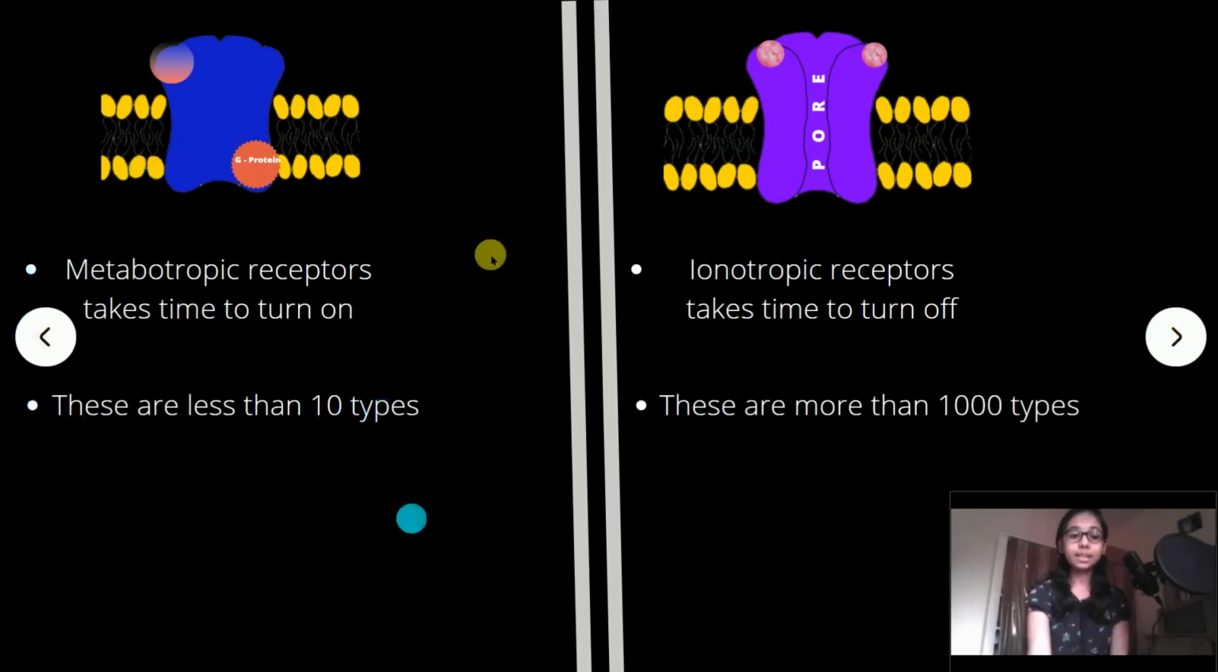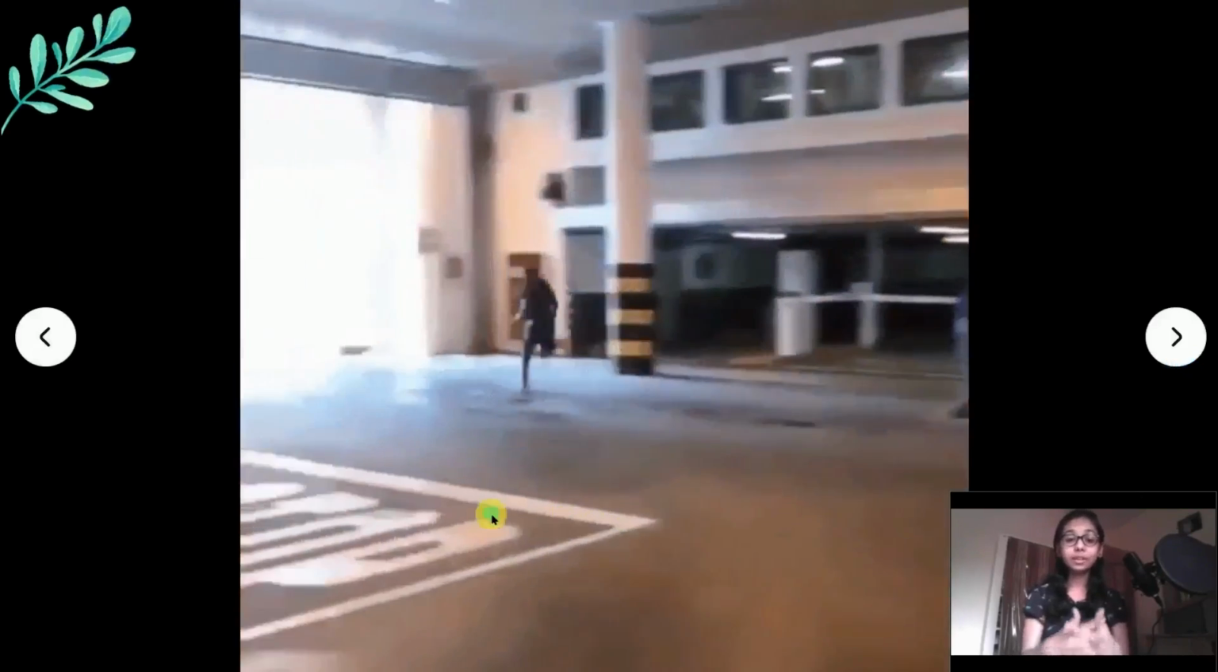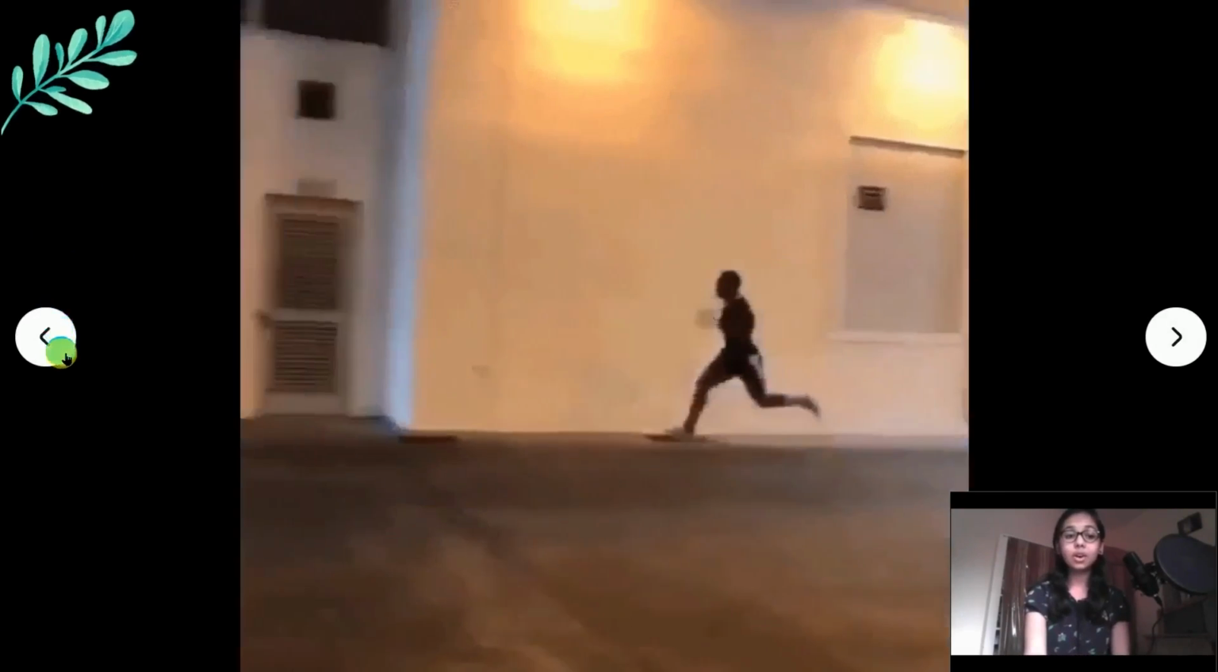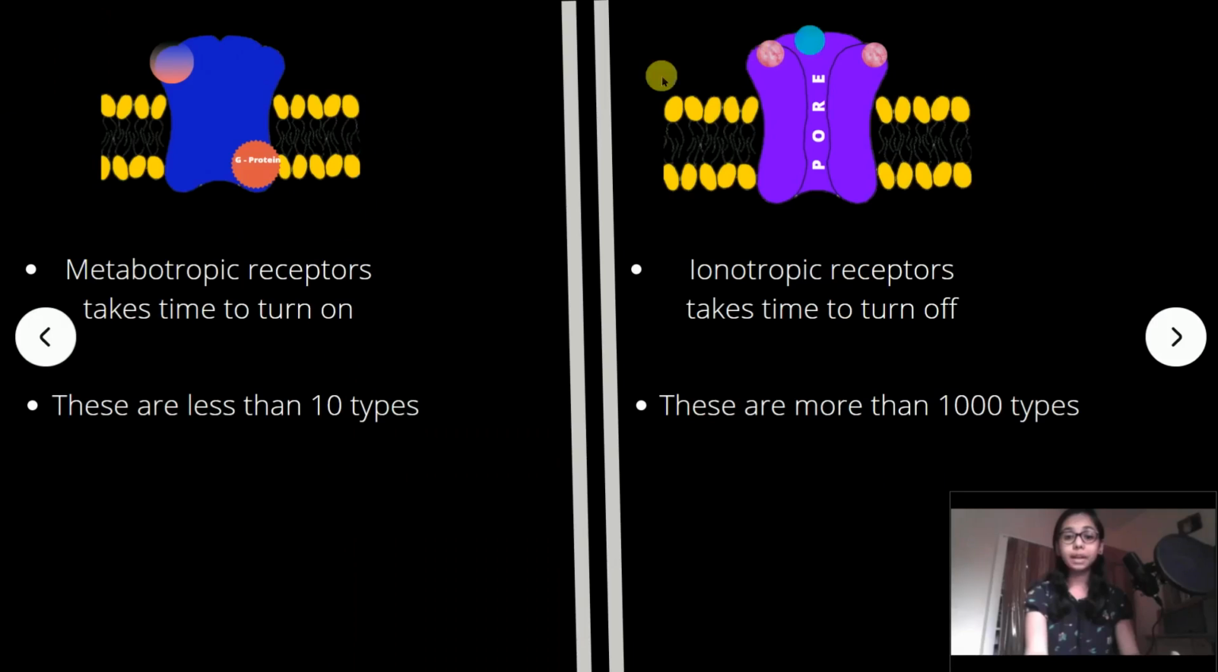Metabotropic receptors take time to turn on, while ionotropic receptors take time to turn off. We can tell that this one takes time to turn on because it has to activate the G protein, while ionotropic receptors take time to turn off. We can take an example of this as the action of running. When we are running very quickly and someone tells us to stop, we cannot stop, because even if we think to stop, we will not be able to. So we can say that ionotropic receptors are activated in that type of action.